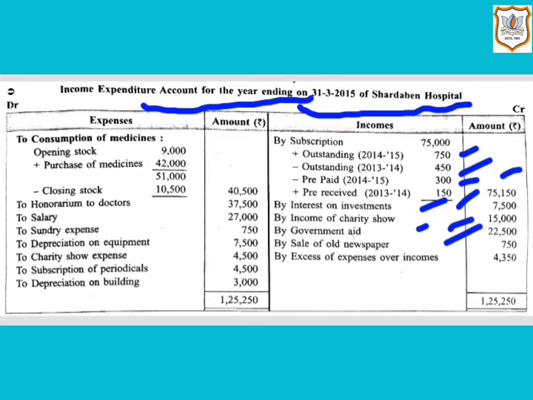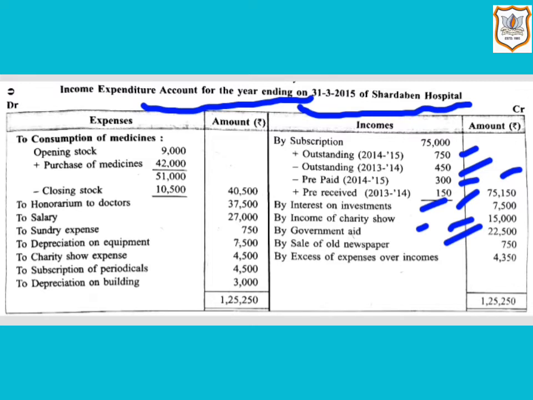Then let us see what are the items given on expense side, that is on payment side of receipt and payment account. First we have operation theater construction expense. It is an asset, so we will not show it in income expenditure account.